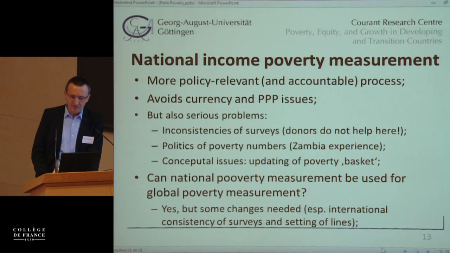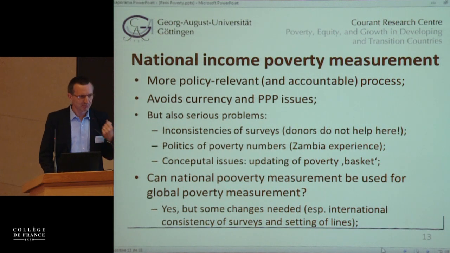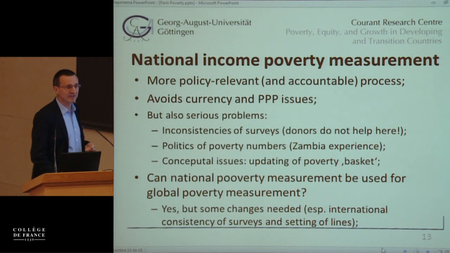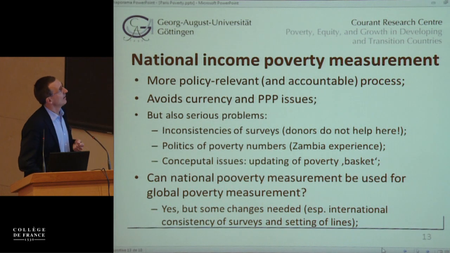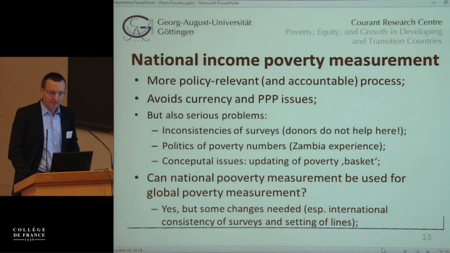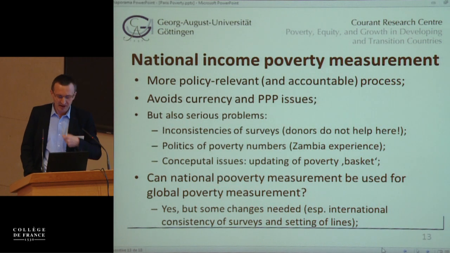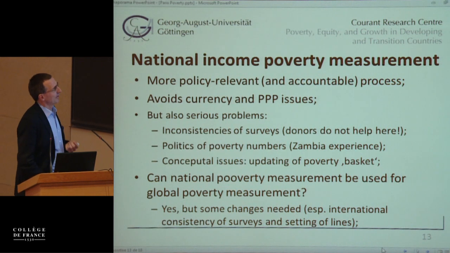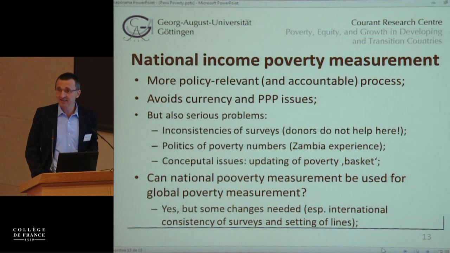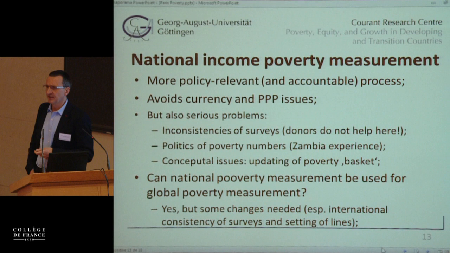Those are the policy-relevant accountable processes that are taking place, and also most of the public discussion and policy discussion turns around these national income poverty lines. They, of course, avoid the currency and PPP issues, so we're just doing everything in national currencies, and rightly so. But here we also have a serious problem, particularly in Africa, but also in some other parts.